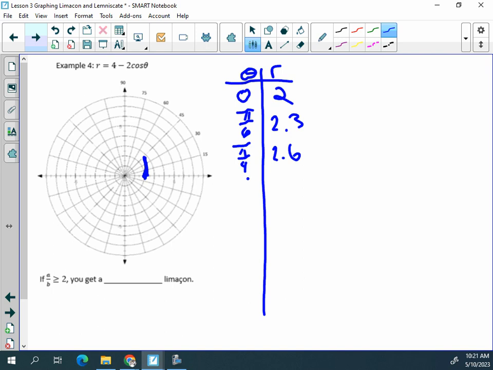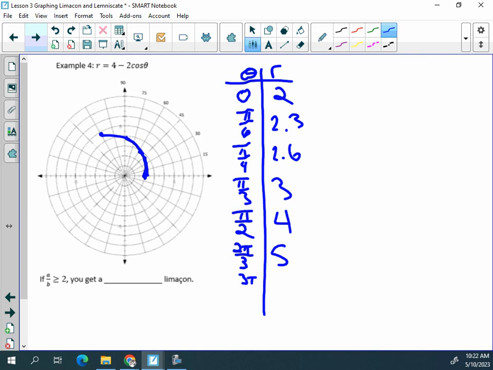Okay, and then pi over 3, cosine of pi over 3 is 1/2 times 2 is 1, and 4 minus 1 is 3. Right, pi over 2, cosine of pi over 2 is 0, and 4 minus 0 is 4. Okay, if we plug in 2 pi over 3, cosine of 2 pi over 3 is negative 1/2 times 2 is negative 1, and 4 minus the negative 1 is positive 5. So at 2 pi over 3, we're at 5.